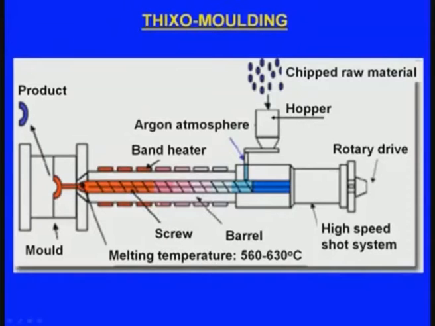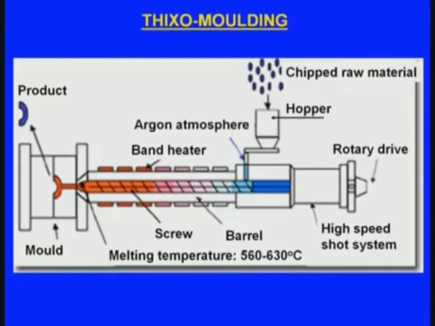There will be a hopper to feed the magnesium alloy chips. Here we feed the magnesium alloy chips. Now, you see here there is an argon atmosphere, so that there will not be any oxidation of the magnesium alloy. Now, there is a heating system for this barrel, this will be heated up. Now, here we can see these are the two dies, this is one die and this is one die.